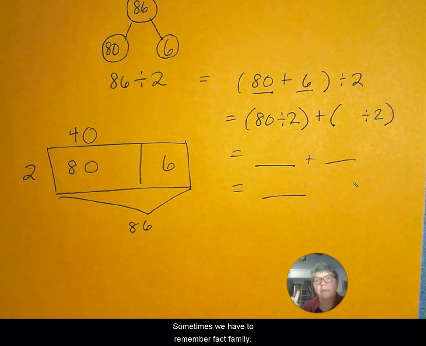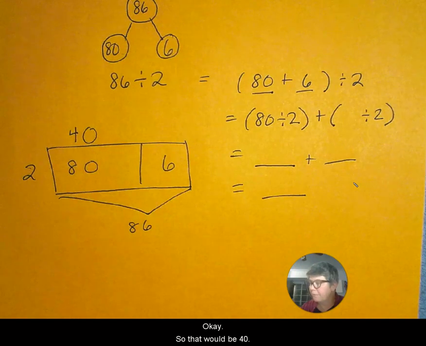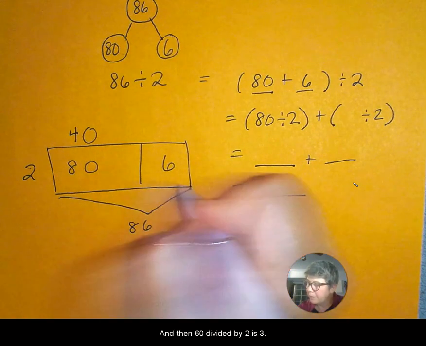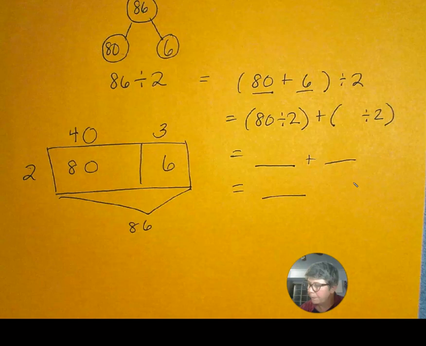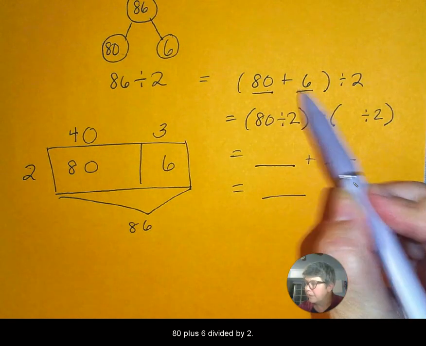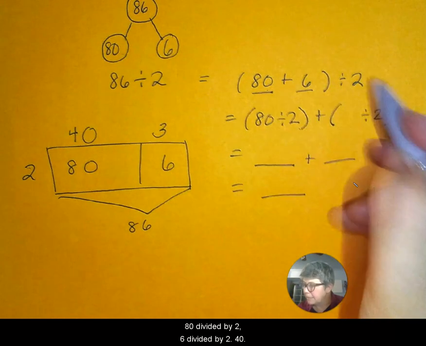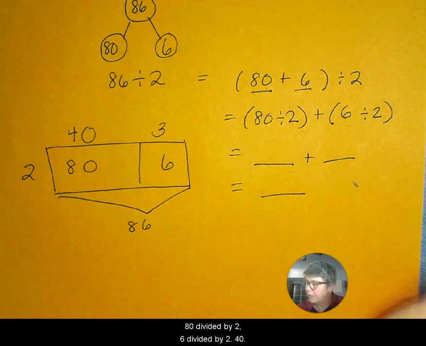Sometimes we have to remember fact family. 4 times 2 is 8. 8 divided by 2 is 4, right? Okay, so that would be 40. And then 6 divided by 2 is 3. And let's look at all of our things here. 80 plus 6 divided by 2. 80 divided by 2. 6 divided by 2.